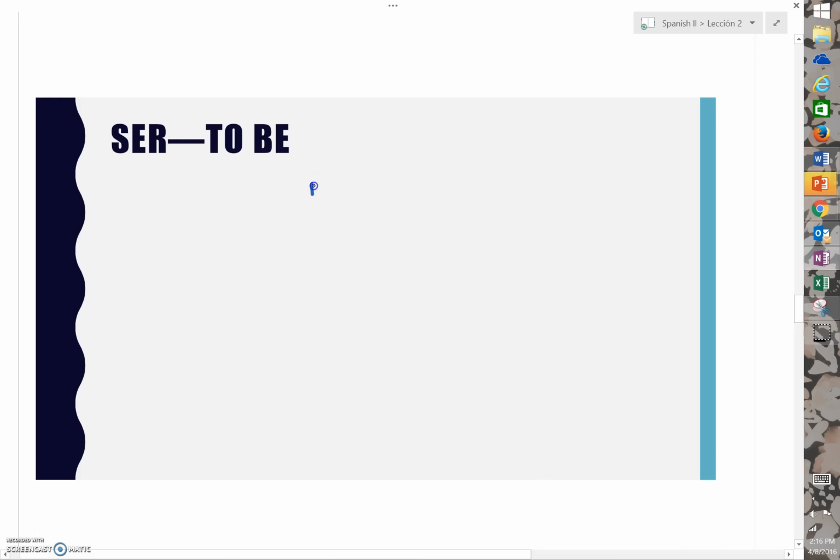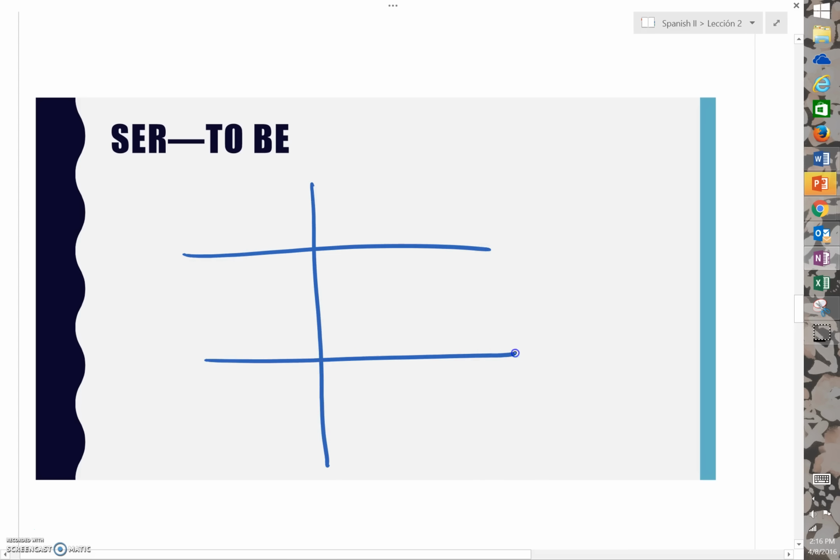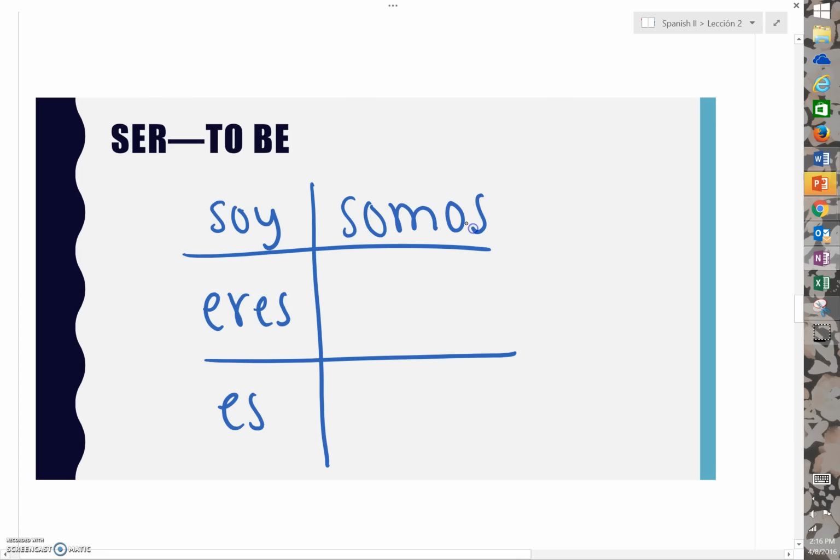So our first irregular verb is going to be ser. We are going to use soy, eres, es, somos, and son. Soy, eres, es, somos, son. These are our irregular conjugations of ser.